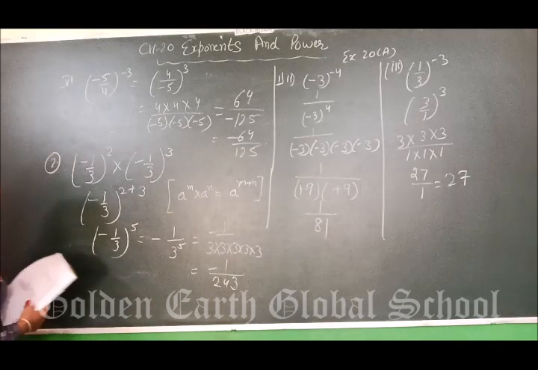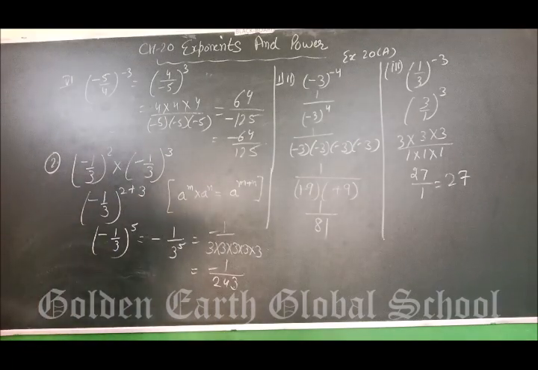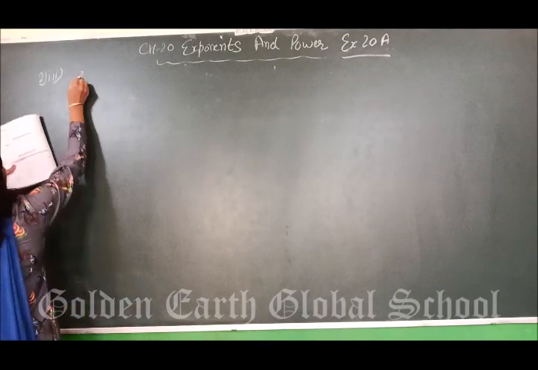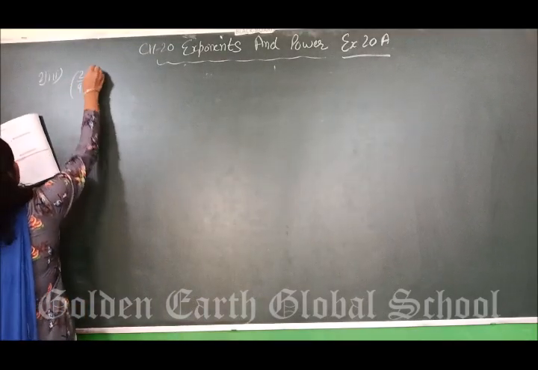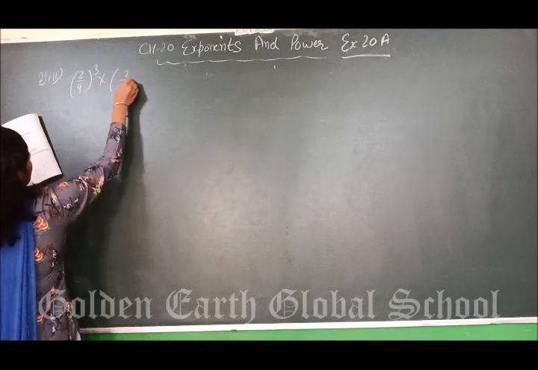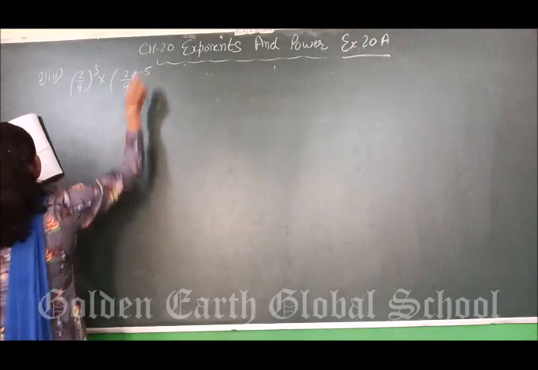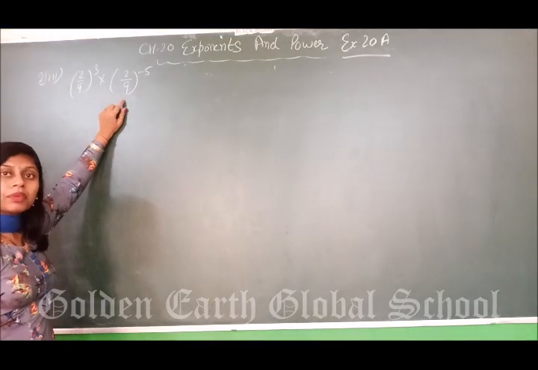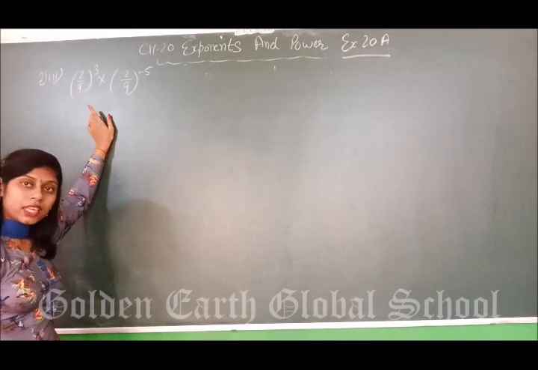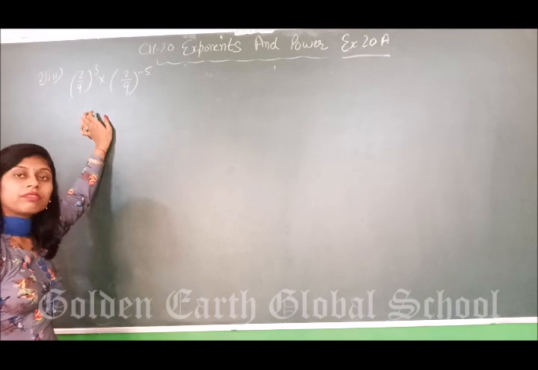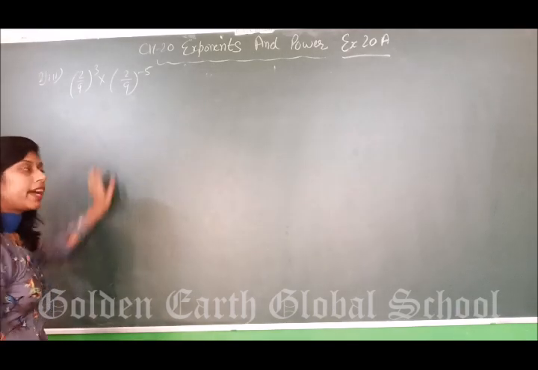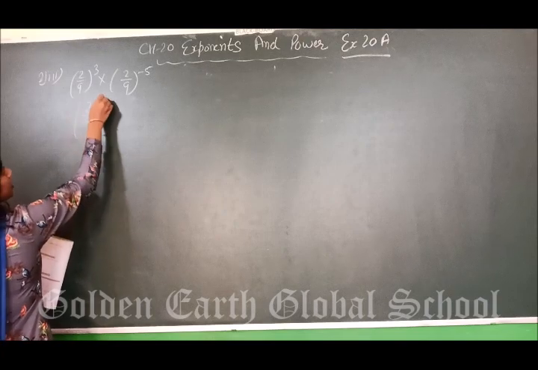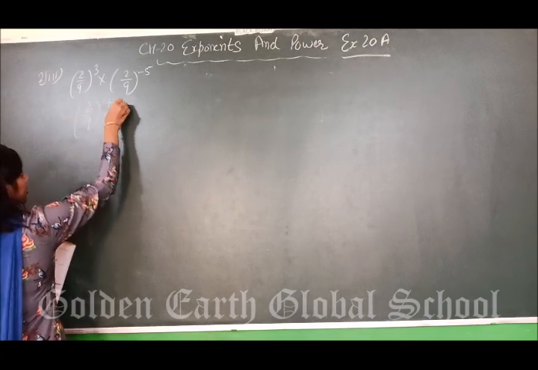In the third question, one is a positive power and one is a negative power. In the third part, (2/9)^3 into (2/9)^-5. Again the terms are in multiplication and the bases are the same, so we will apply the same rule. The base will be written one time and the powers will get added. So (2/9)^(3 + (-5)).